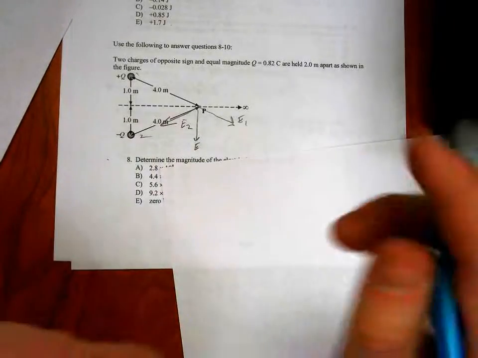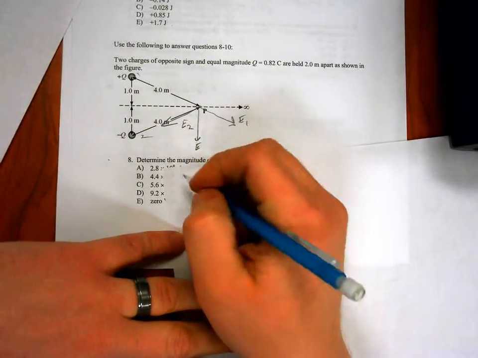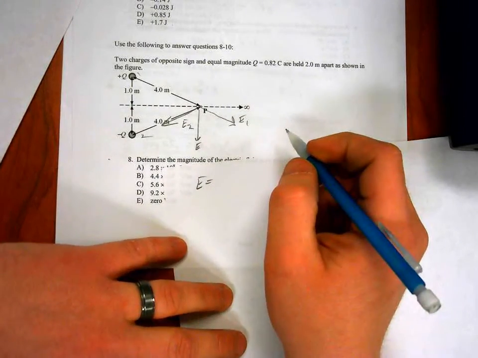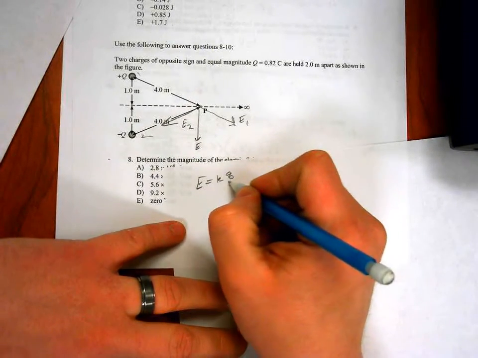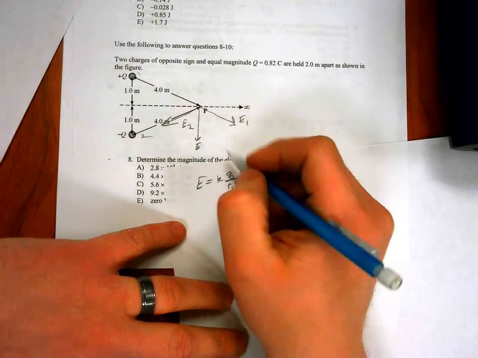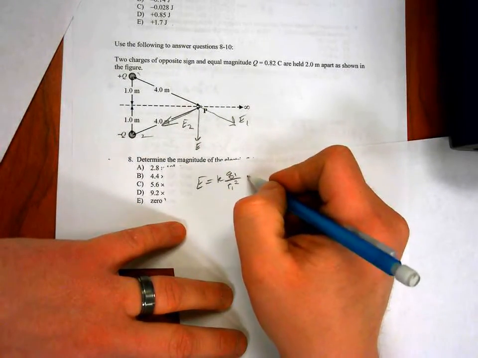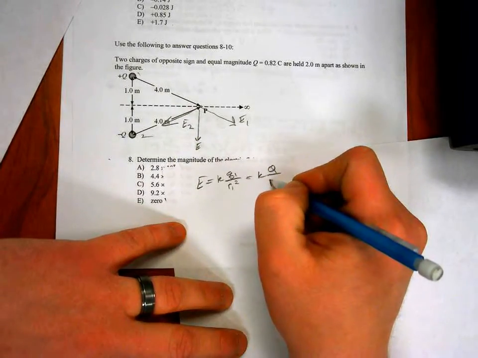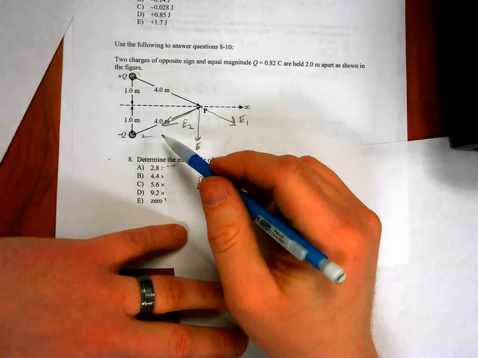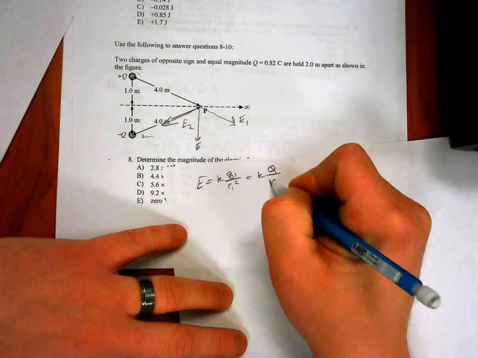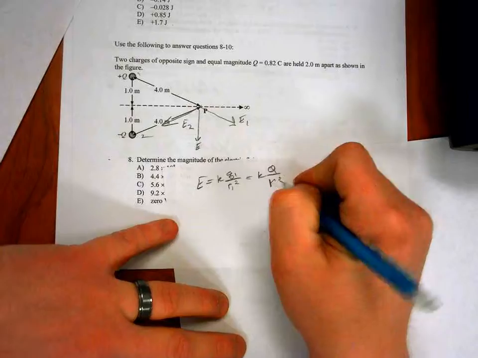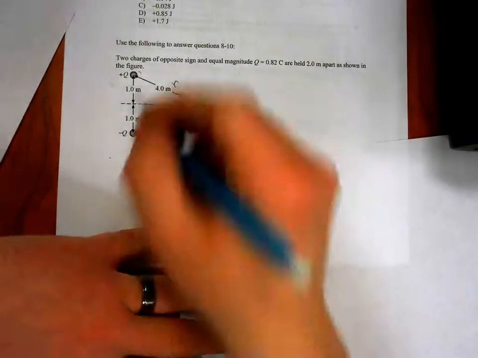All right. So then, the magnitude of E1 is going to equal kQ over R1 squared. And that's kQ1, which is positive capital Q, so that equals k positive capital Q over R1 squared. Let's just call it R because it's going to be the same. So I'll call this R. And then that's going to be R2.